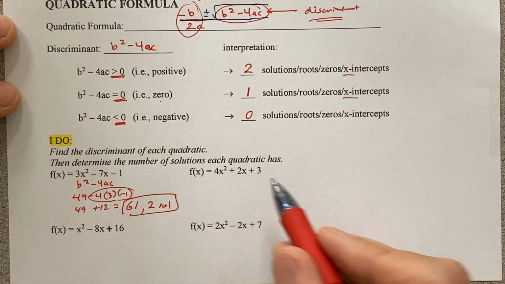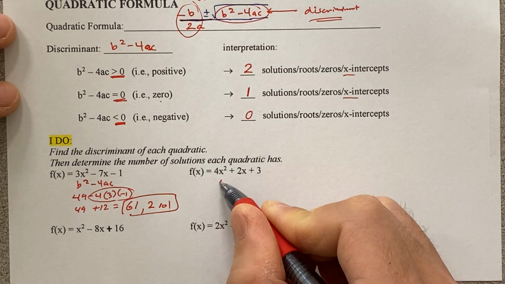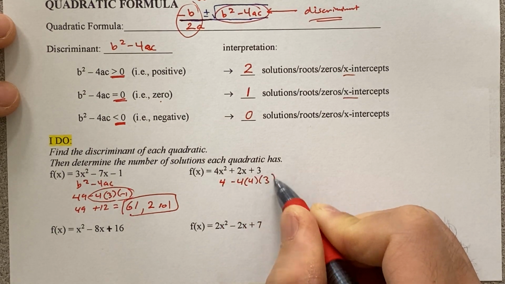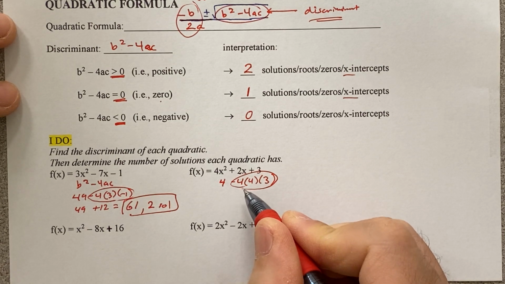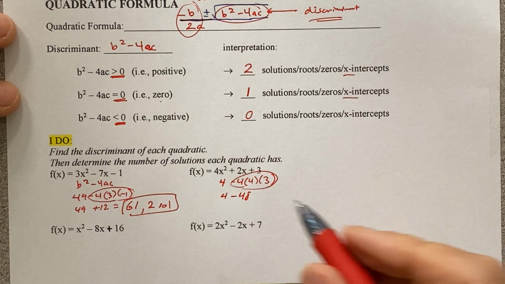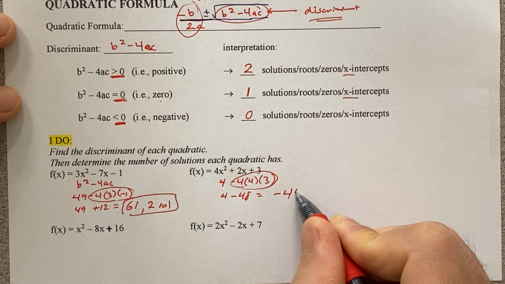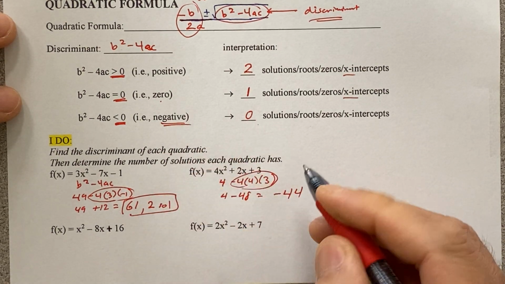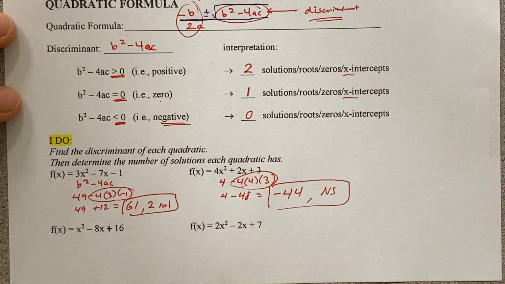Okay, now I'm going to repeat the same process here. b squared minus 4ac. So b squared is going to be 4 minus 4 times a, which is 4, times c, which is 3. Multiply all these together. That gives me negative 48. And then just combine it with that 4 from the beginning. So that's going to give me negative 44. So the discriminant is negative 44, and because it's negative, that means I have no solution, at least no real solution.